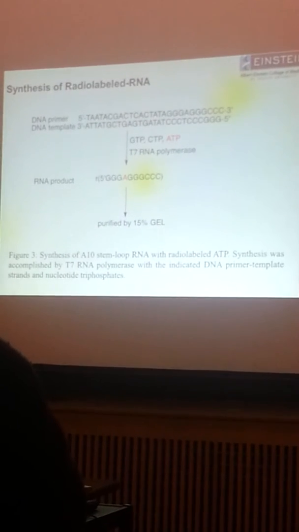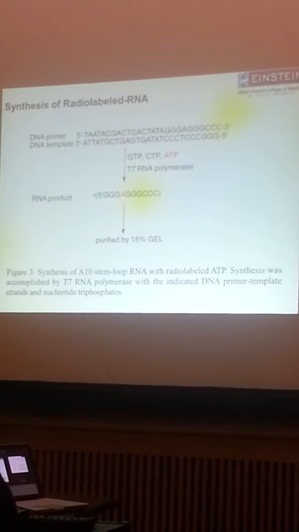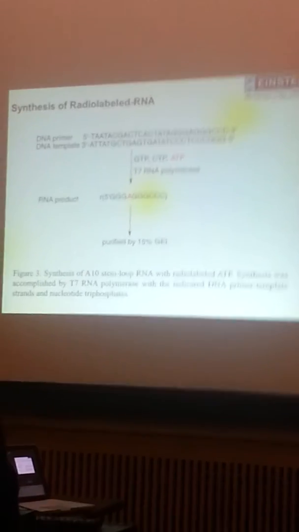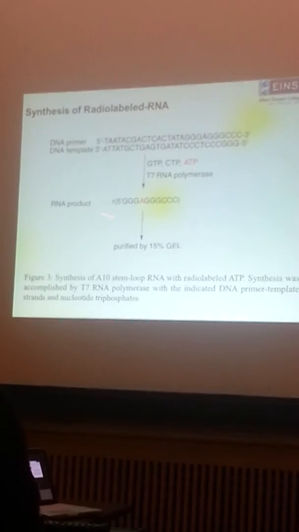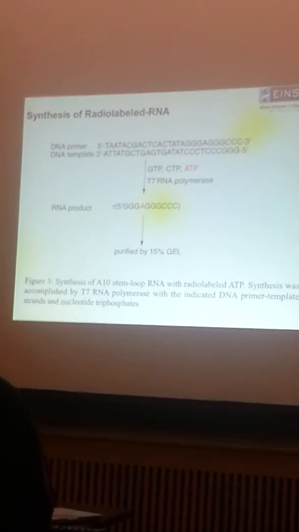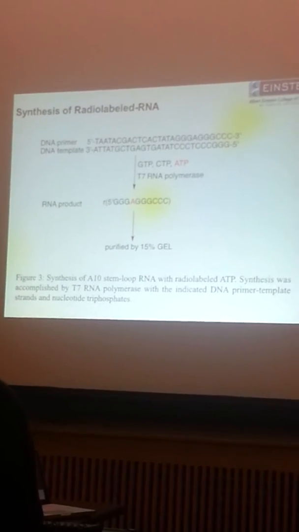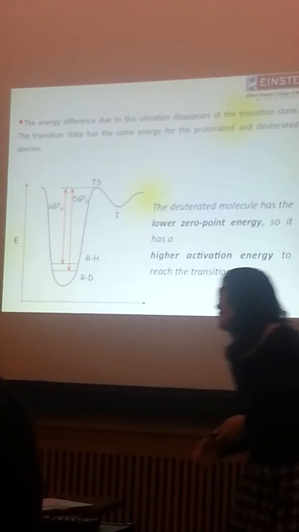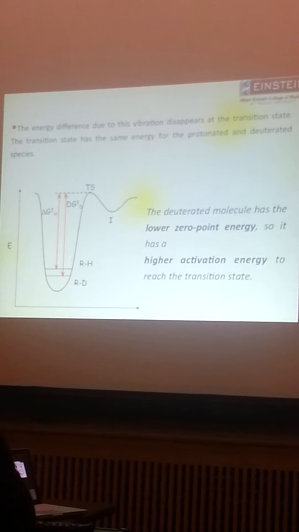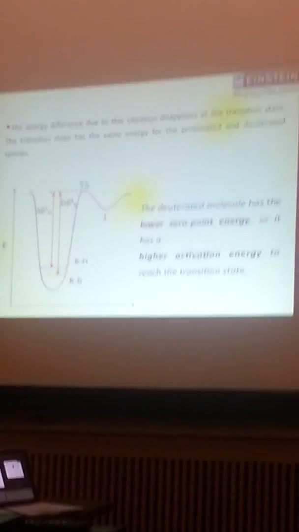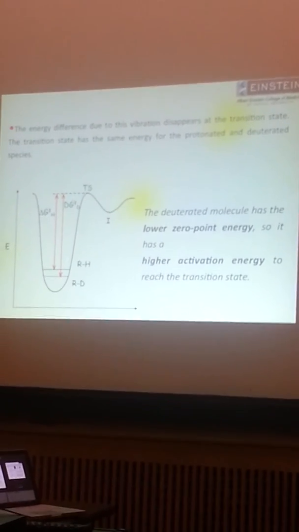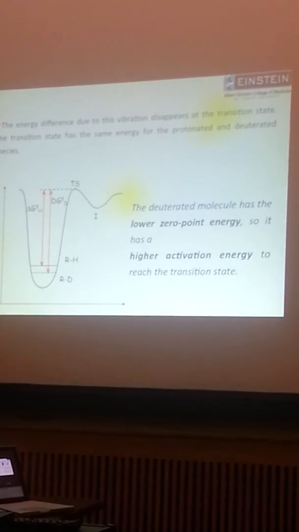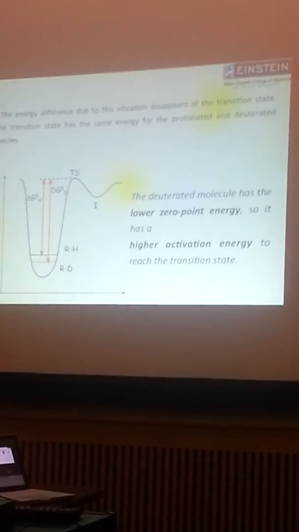So once you have the radio-labeled ATP, with the T7 RNA polymerase, and also the DNA primer and template, you can get the RNA and also purify it by the gel. Since the radio-labeled substrate has a lower zero-point energy, it has a higher activation energy to reach the transition state. Therefore, it will give you a different rate.